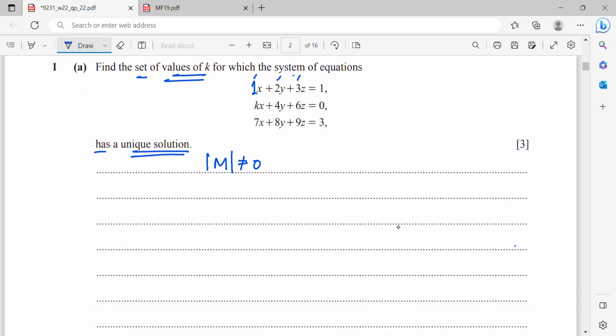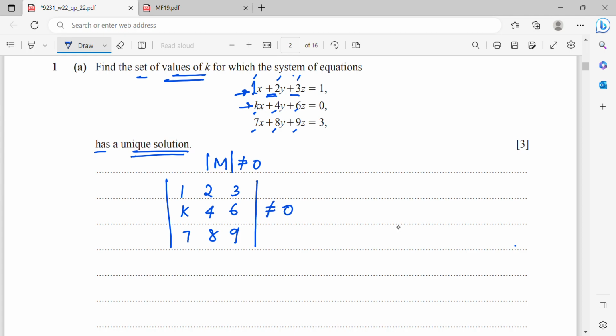From here, I will write the coefficient for the first term, which is 1 because it's 1x. Then the coefficient for y is plus 2, so I will just write 2 here. And then the next one will be 3. That is our first row of the matrix M. For the second row, it will be k, 4 and 6. And the third row will be 7, 8, and 9. And the determinant will not be 0.